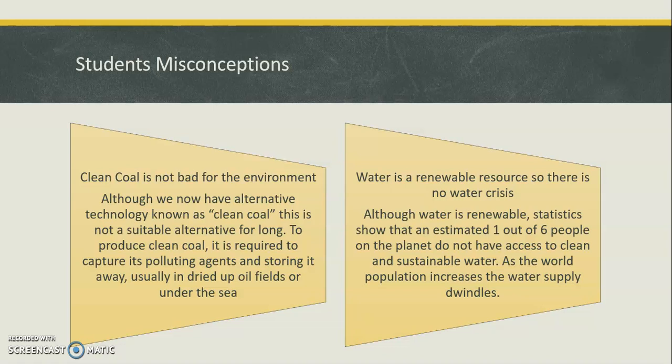Another misconception students might have would be that water is a renewable resource, so there is no water crisis. Students may think that because water is renewable, we can use as much as we want without any consequences. But statistics show that an estimated 1 out of 6 people on the planet do not have access to clean and sustainable water. As the world population increases, the water supply continues to dwindle.